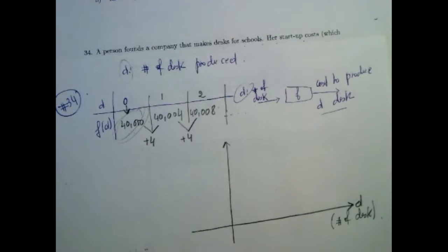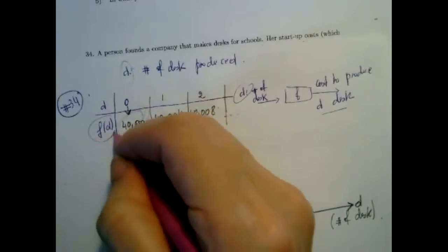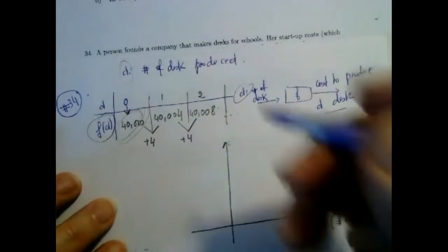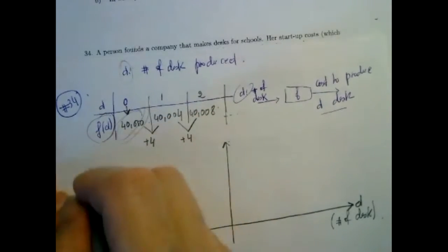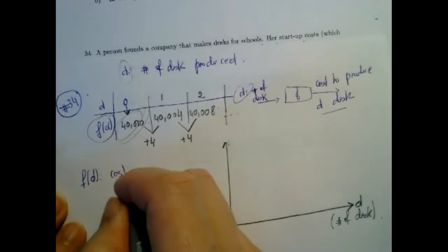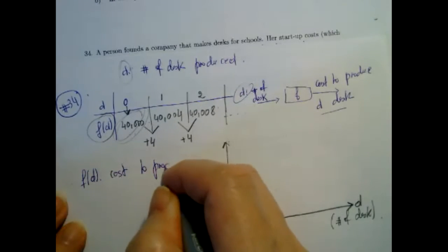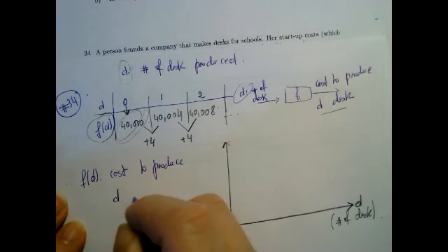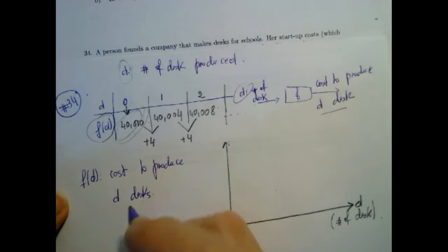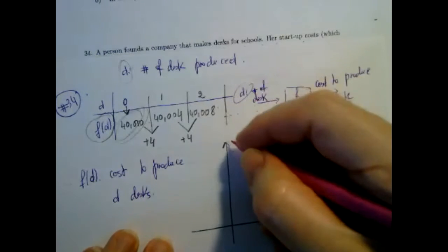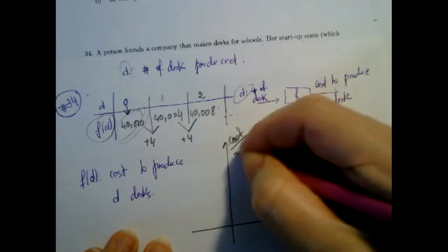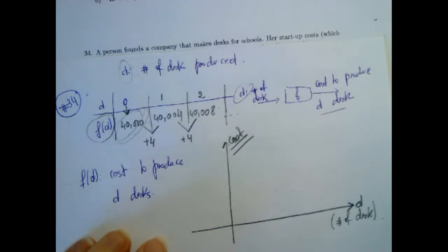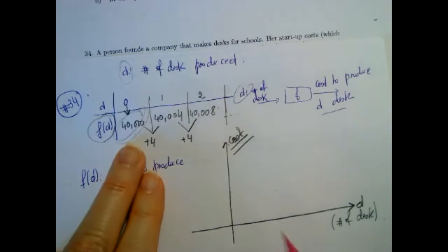So here goes the number of desks. It's a number, 2, 3, 4, I don't know. And on the vertical axis is the output. But what is the output here? What is f of D? It's basically the cost to produce D desks. So exactly, here goes the cost of producing desks.